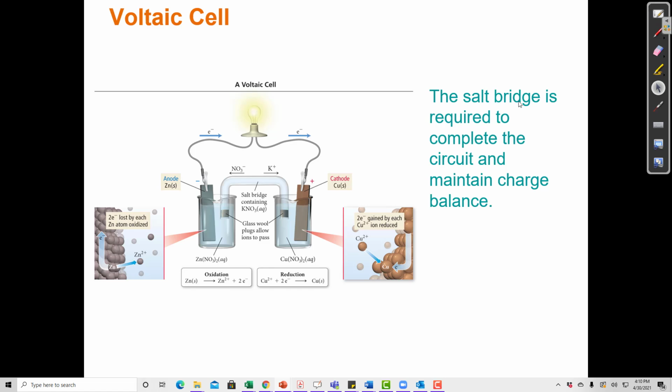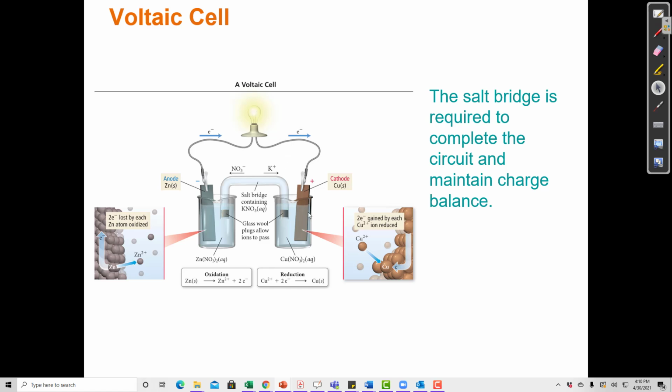So again, the salt bridge is required to complete the circuit and maintain the charge balance. Every time an electron goes in, we gain one negative charge. So every time we gain one negative charge, we also gain one positive charge. So one potassium ion also enters the cell to balance the negative charge. There can't be a buildup of charge here.